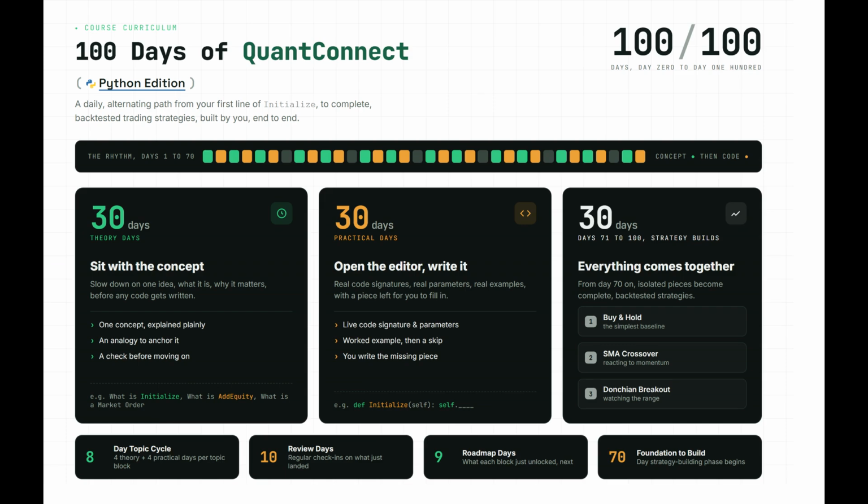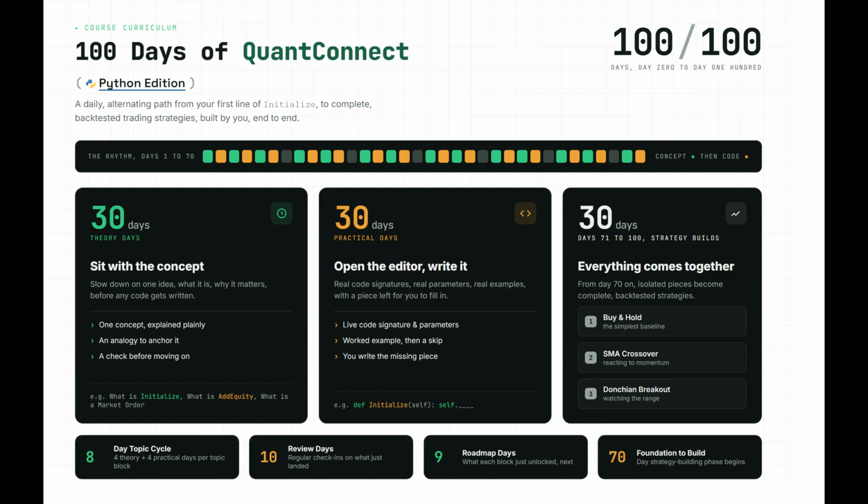Now let's talk about what we're actually building toward. The goal of this course is simple to say, but it's a real goal. By the end of 100 days, you will be able to read, write, and understand a complete trading algorithm in QuantConnect, using Python from the very first line of initialize, all the way through backtesting it and reading the results. We start at the absolute foundation. What is a trading algorithm, really? What is initialize? What is on data? How do you add an asset to trade?